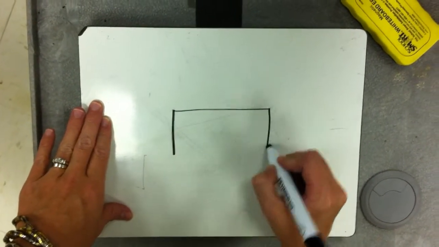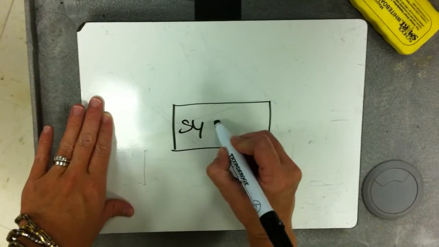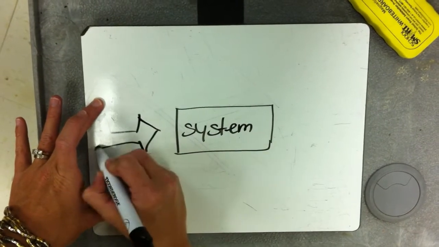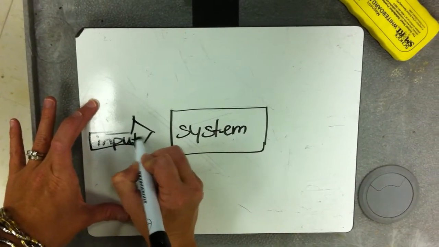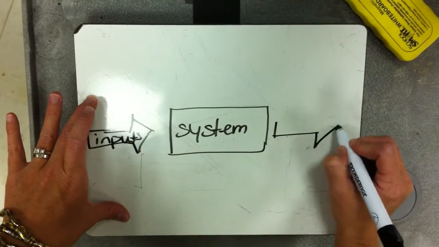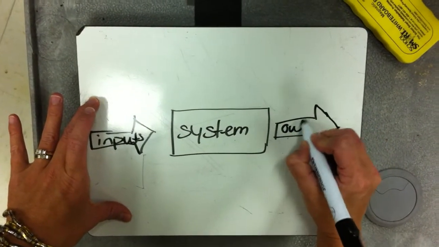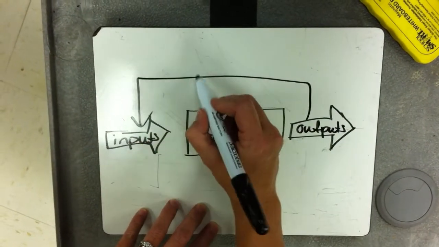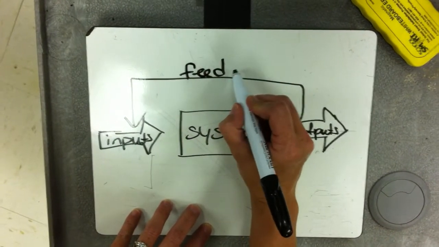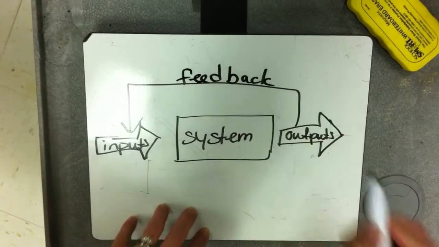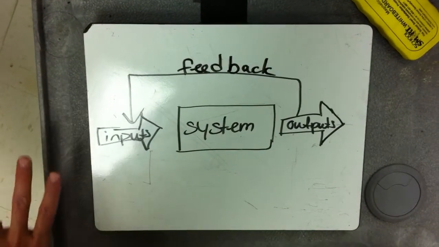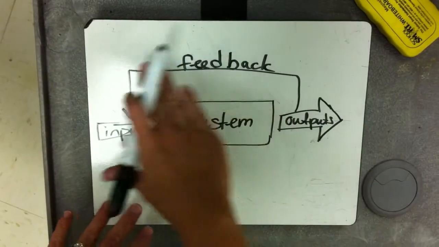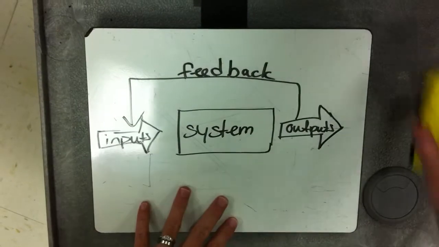All right, we talked about in the last video that a system is comprised of inputs, outputs, and processing. But what happens when those outputs are fed back into the system and reprocessed? We get what is called feedback. Now we're going to look at two types of feedback, positive and negative. Positive feedback is when the feedback into the system causes it to continue to change in the same direction.